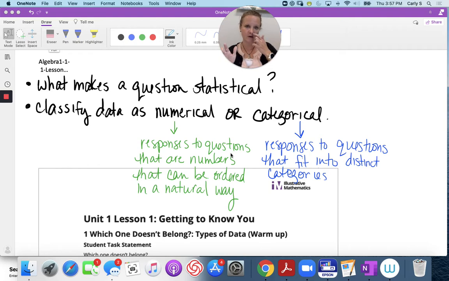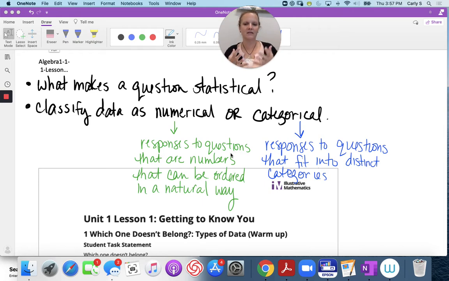If you look at what I've drawn on this screen, what makes a question statistical? If I asked you a question, what makes it statistical versus non-statistical? That's what we're going to learn today. We're also going to learn about classifying data as numerical or categorical.